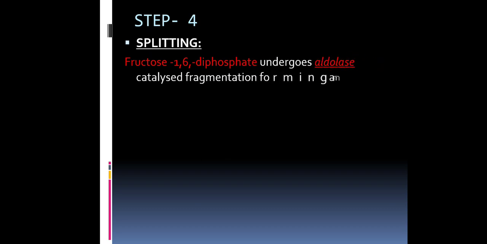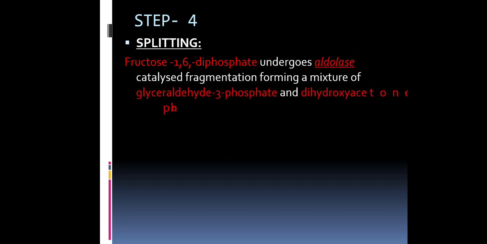Once the fructose 1,6-diphosphate forms, it undergoes aldolase-catalyzed fragmentation. It basically splits, that's why the step is known as splitting. So it splits or fragments into two molecules, that is glyceraldehyde 3-phosphate and dihydroxyacetone phosphate. Now a point to be noted over here, it forms two molecules, but remember that the desired product is glyceraldehyde 3-phosphate, not dihydroxyacetone phosphate. So glyceraldehyde 3-phosphate will be the desired product and not dihydroxyacetone.